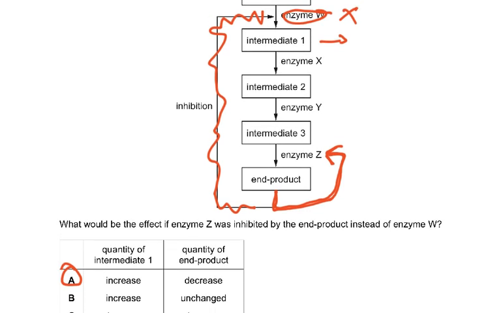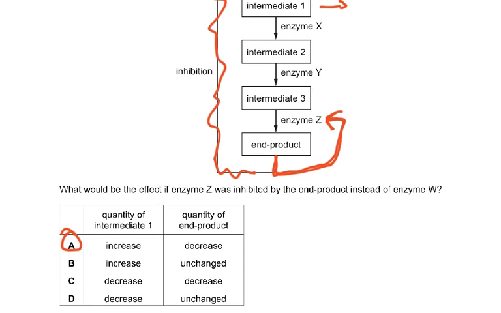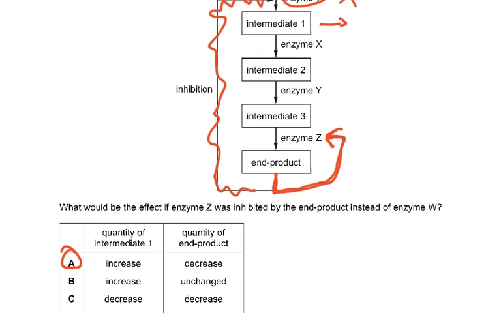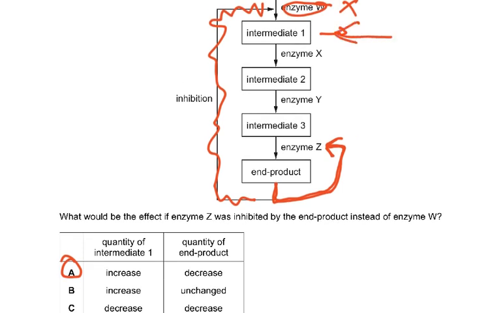Now W is not being inhibited. So the answer is A, because the quantity of intermediate 1 will increase. This will increase because now this inhibition is lost. And Z is inhibited, so less end product will be formed.